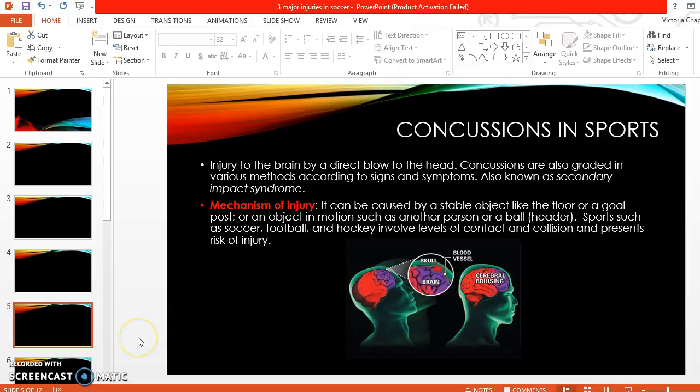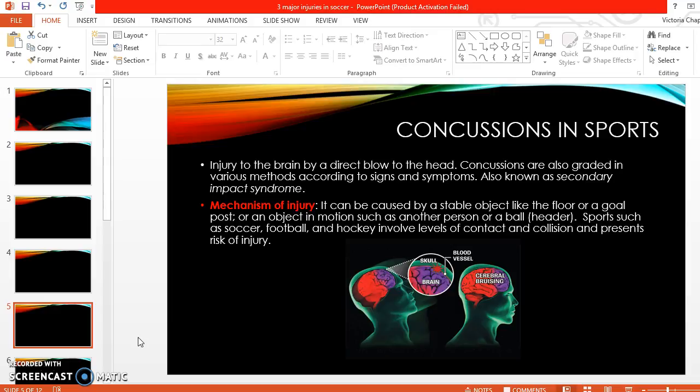So, it's an injury to the brain by a direct blow to the head. Concussions are also graded in various methods according to the signs and symptoms, also known as secondary impact syndrome. The mechanism of the injury: it can be caused by a stable object like the floor or a goalpost, or an object in motion such as another person or a ball, such as a header.